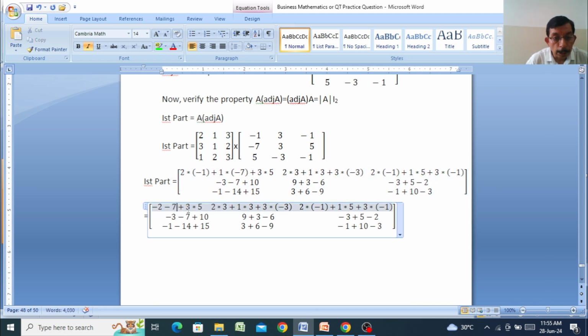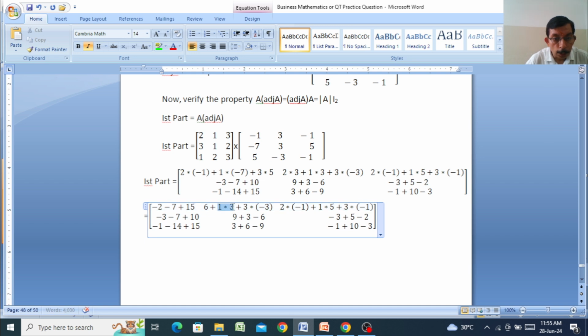3 multiply 5, 15, note down 15. 2 multiply by 3, 6, note down 6. 1 multiply by 3, note down 3. 3 3s are 9, minus 9, note down minus 9. 2 multiply by minus 1, minus 2. 1 multiply by 5, result is 5. 3 multiply by minus 1, result is minus 3.